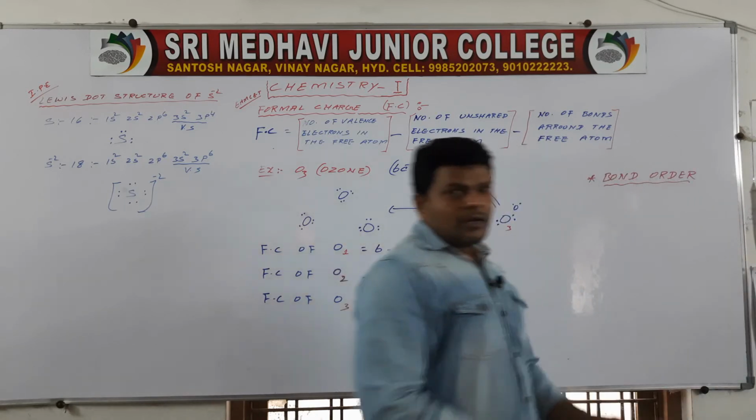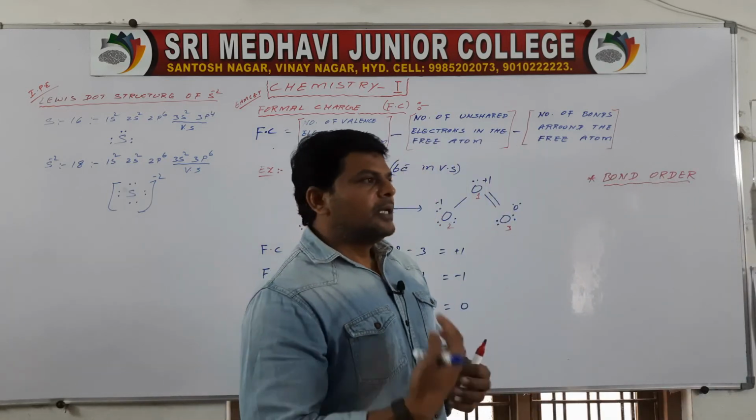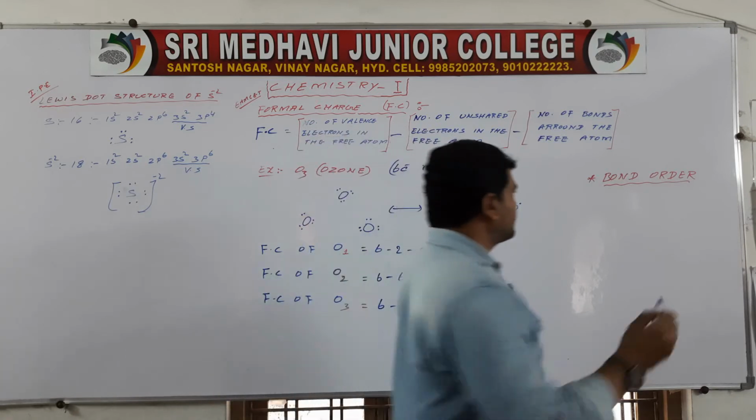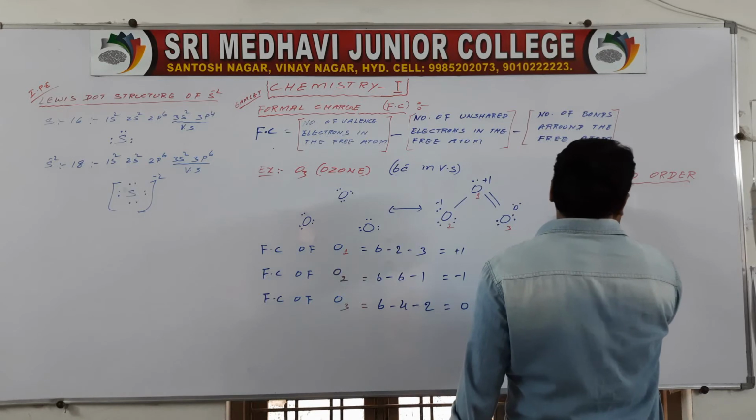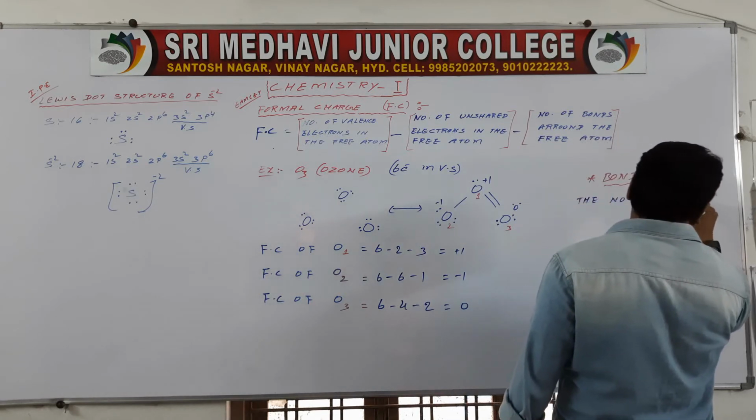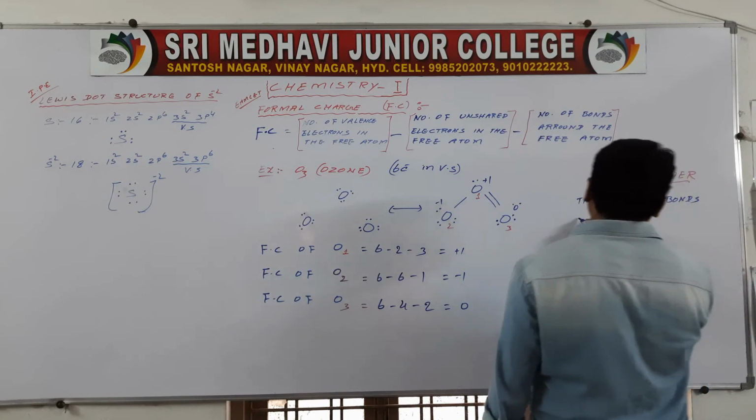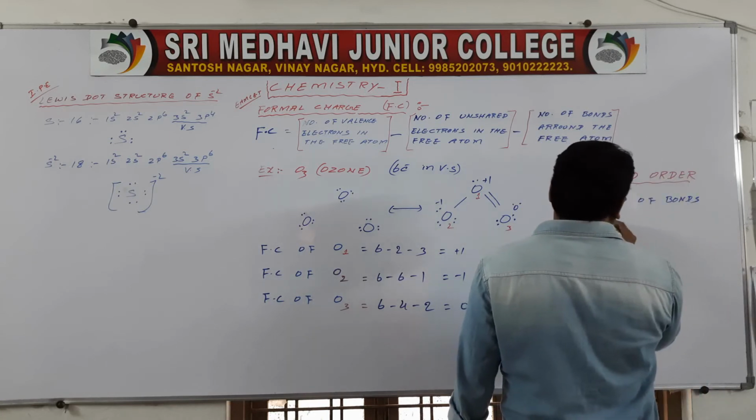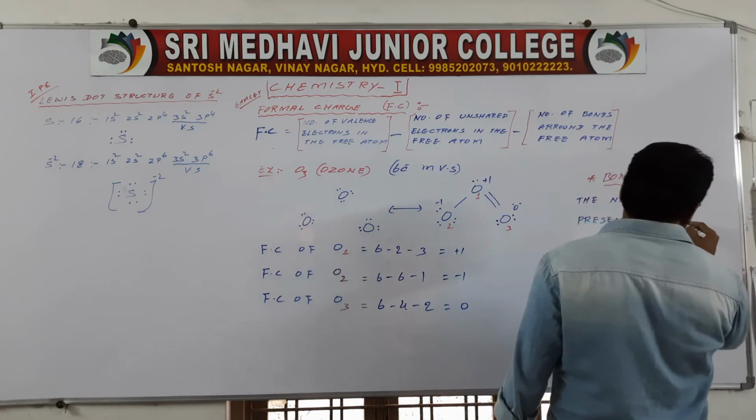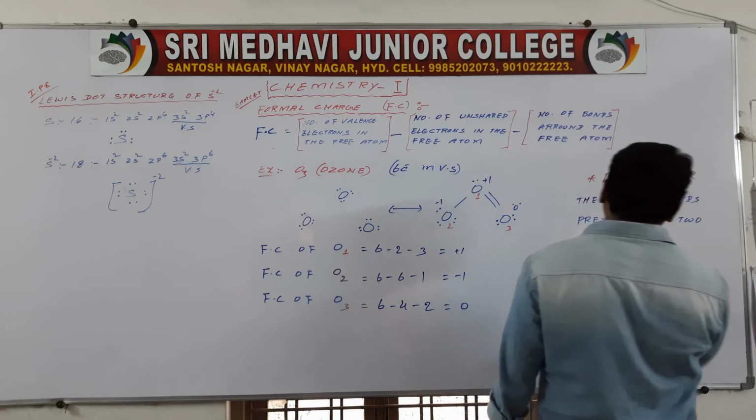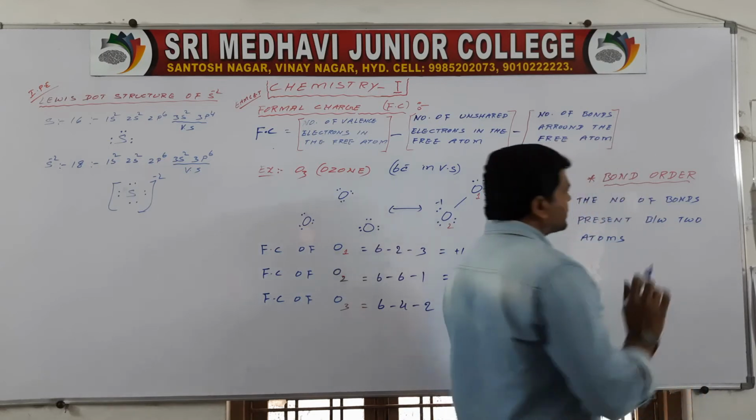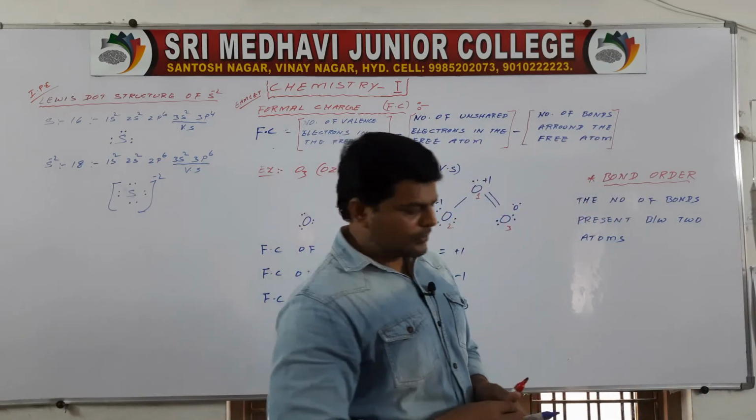Bond order. What does bond order mean? The number of bonds present between the two atoms is called bond order.